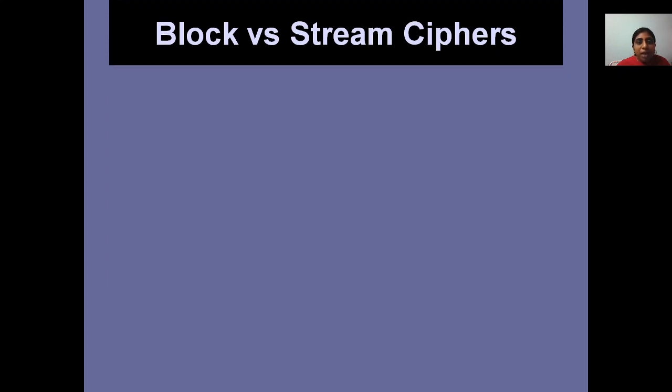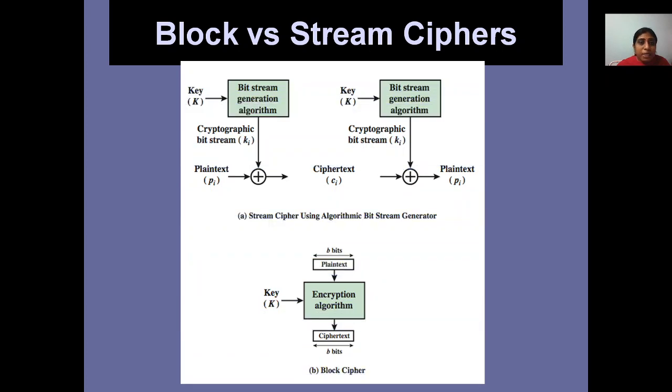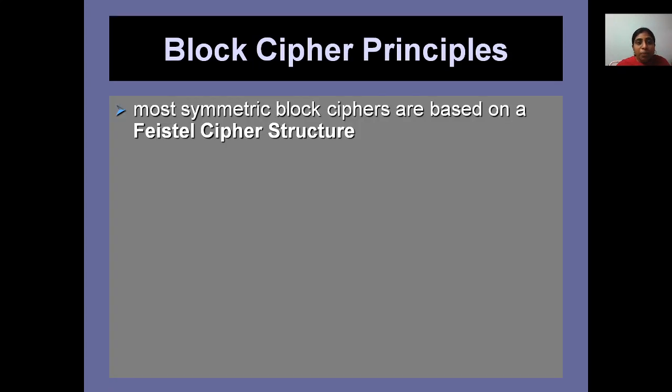How do block ciphers and stream ciphers work? We have already discussed how the stream cipher works. The plain text stream is taken and each bit is applied to the key, and we get the ciphertext. Similarly, at the decrypting end we apply the key, that is the bit stream generation algorithm, to the ciphertext, and we get the plain text. In a similar manner, for the block cipher we take the plain text of B bits, apply the encryption algorithm with the key, and get the ciphertext.